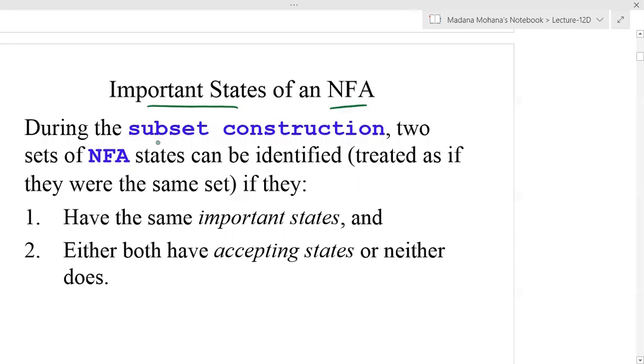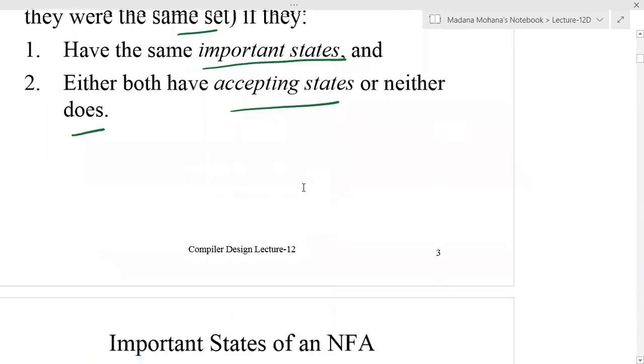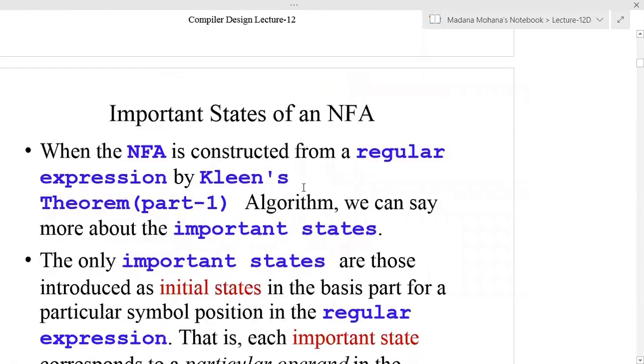So now let us move to how to define or distinguish important states in a non-deterministic finite automaton. During the subset construction, which we discussed in earlier lectures, we will get two sets of NFA states and treat them as if they were the same set if they satisfy the following two conditions: they have the same important states, and either both have accepting states or neither does. With this, we can define the important states of a non-deterministic finite automaton.